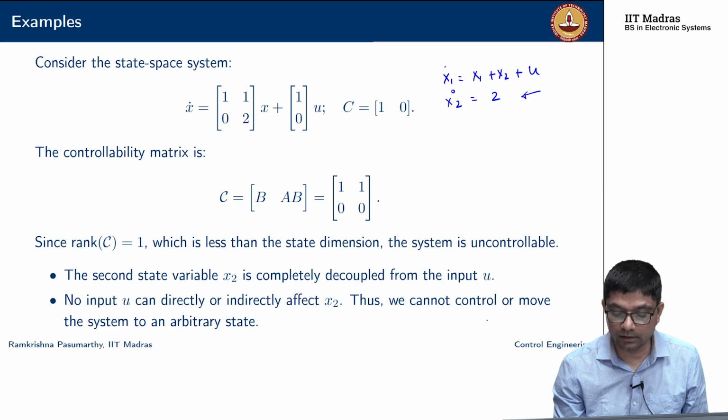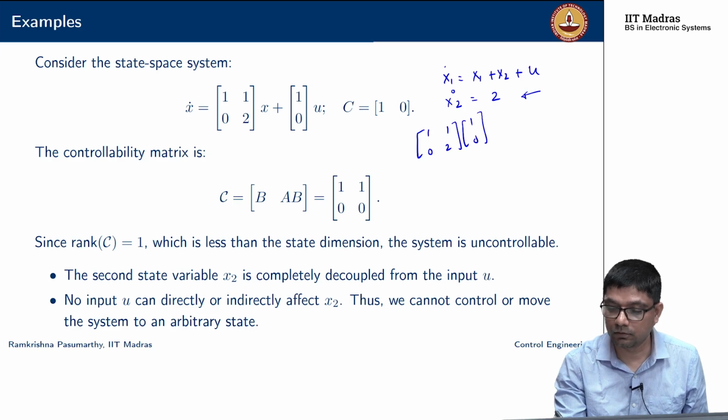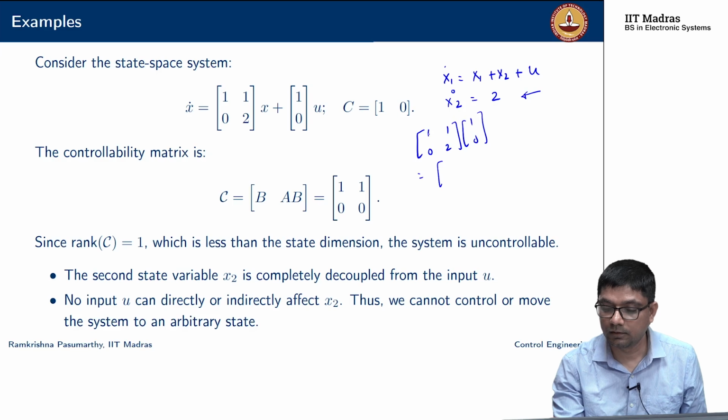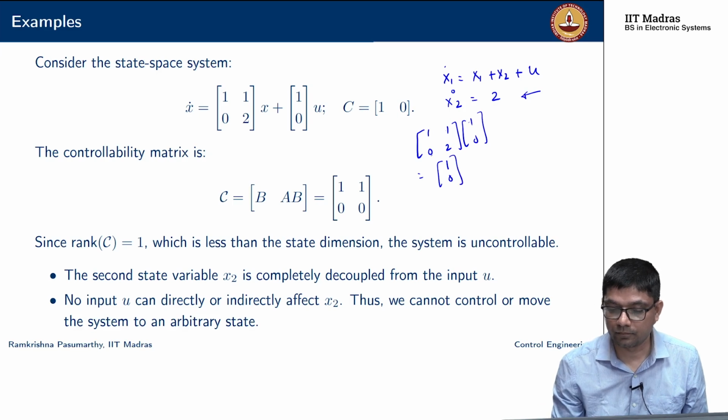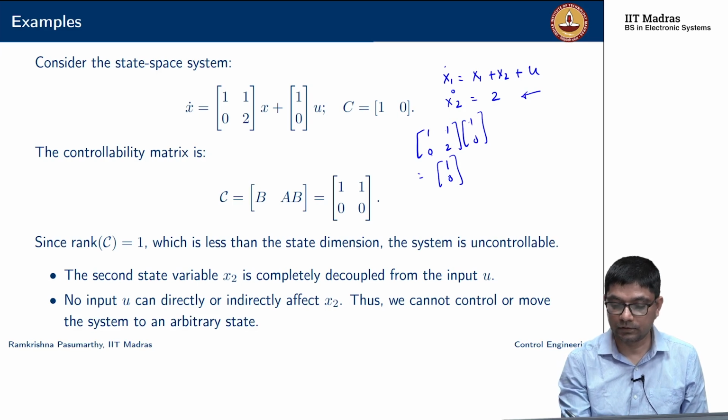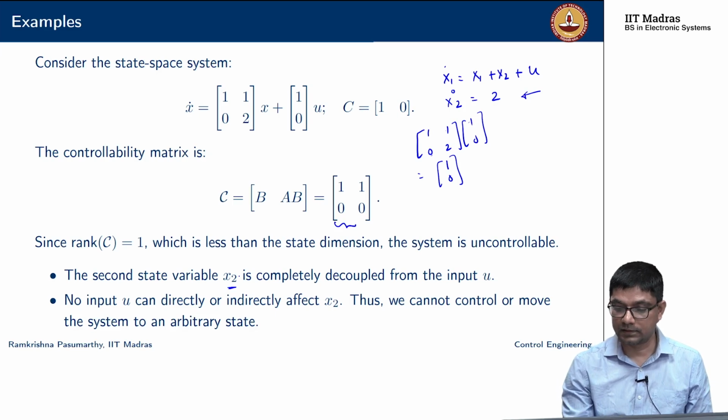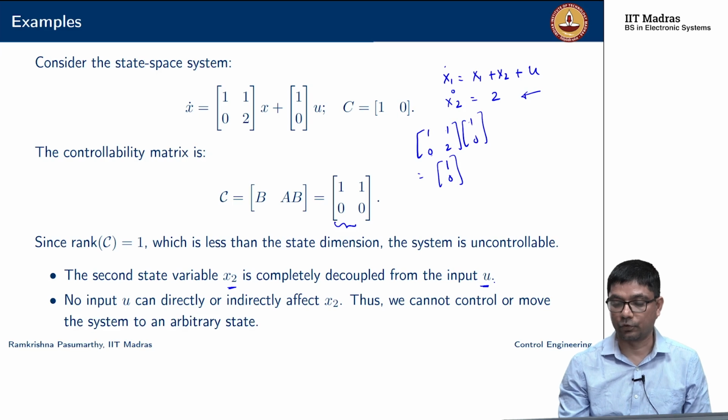So I compute the rank of the controllability matrix. B and AB, I compute: 1, 0 and 1, 0. So this system is not controllable, right? The second variable x2 is decoupled completely from the input.